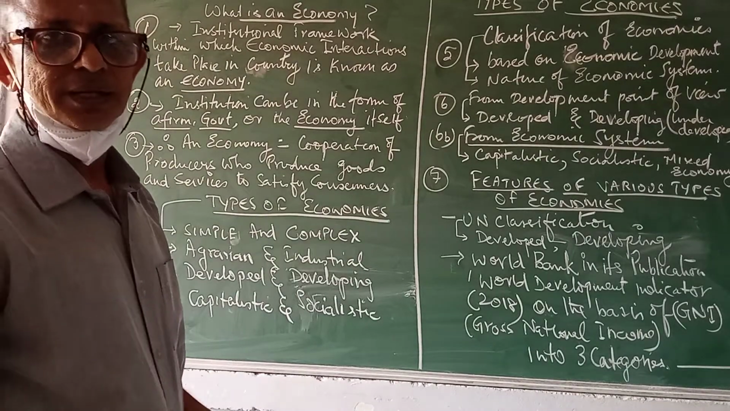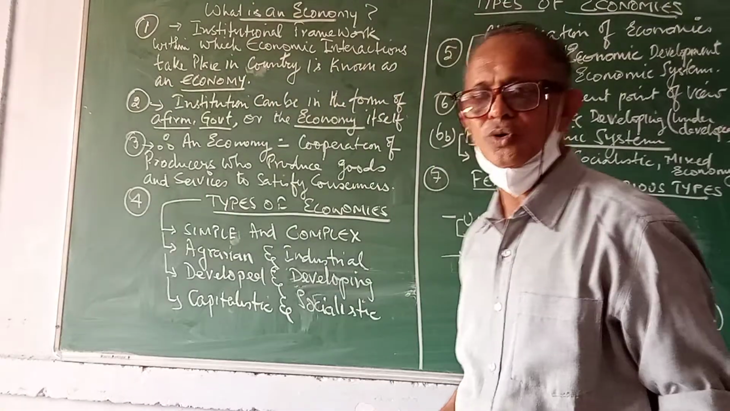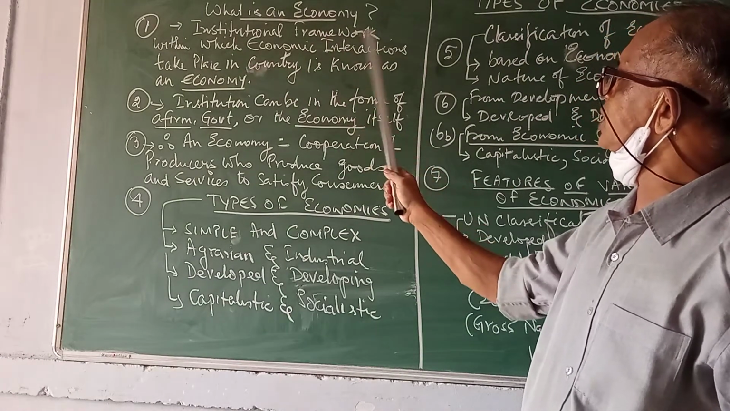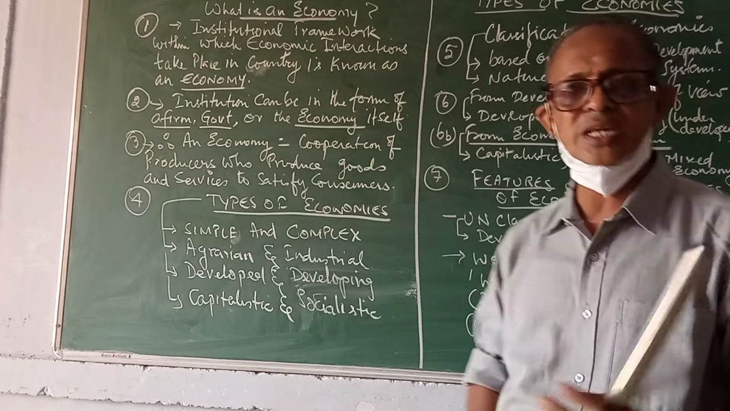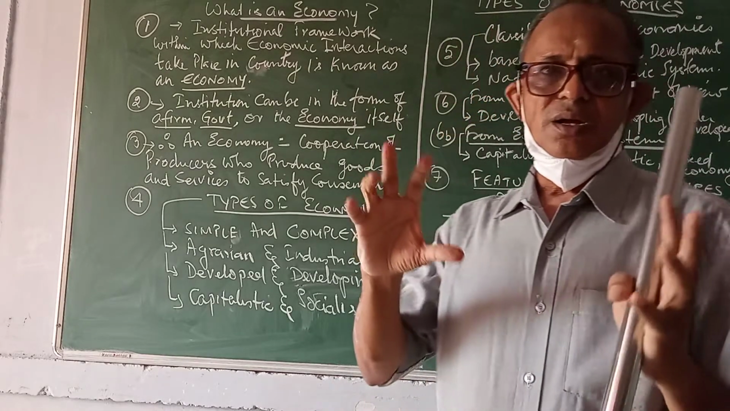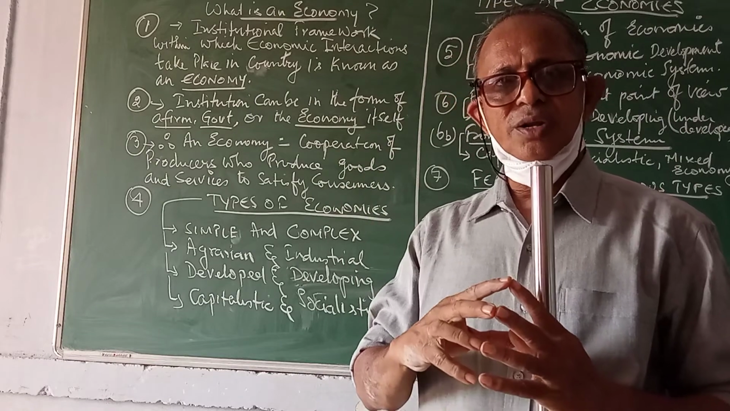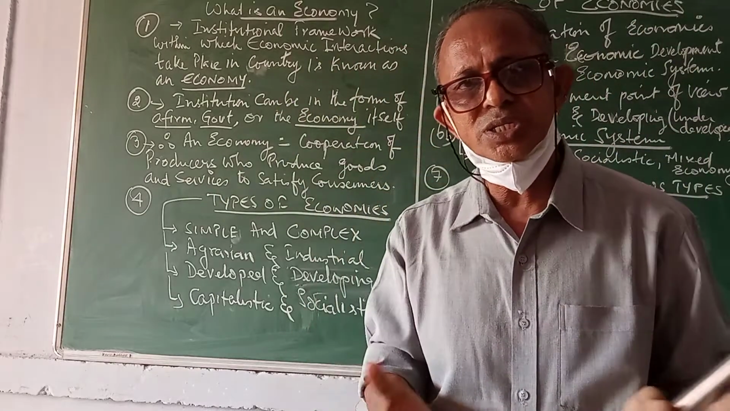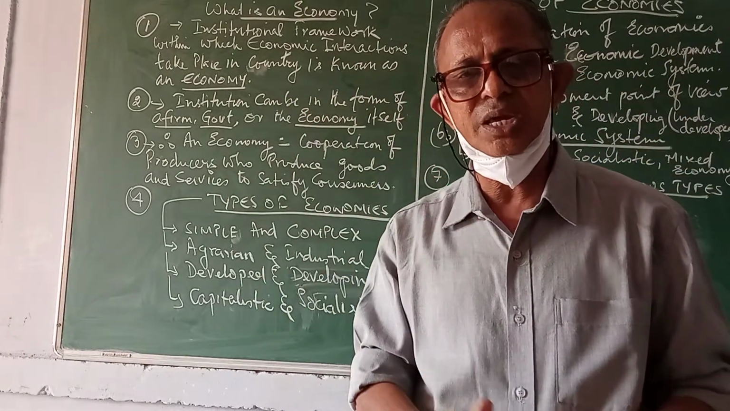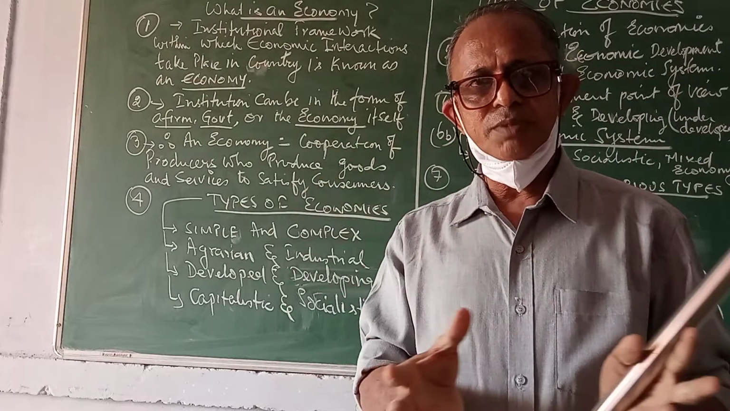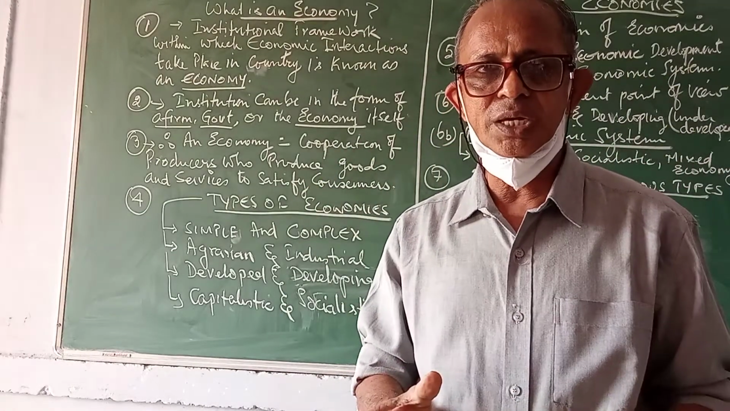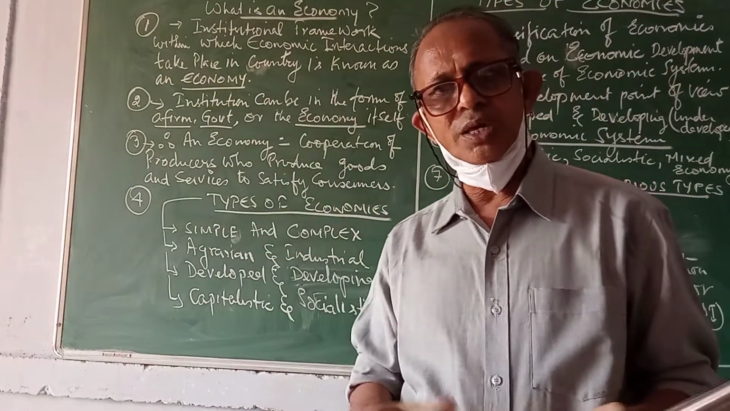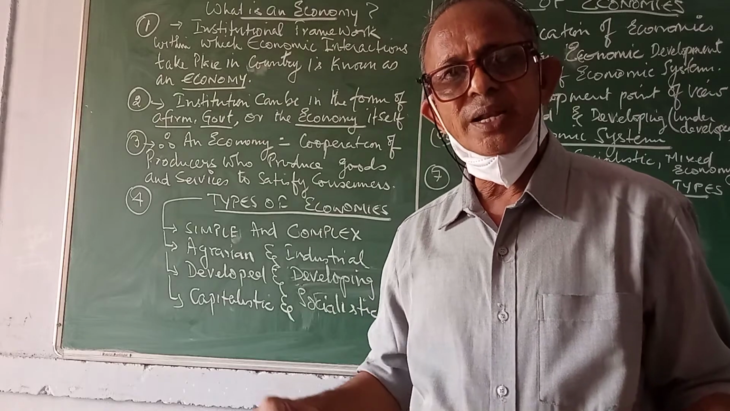But before telling you what the types of economies are, I would like to help you understand the definition of an economy. The institutional framework within which economic interactions take place in a country is known as an economy. An economy takes its form when economic interactions take place, and when economic interactions take place, that results in the formation of an economy. So economic interactions within an economy are defined as an economy.